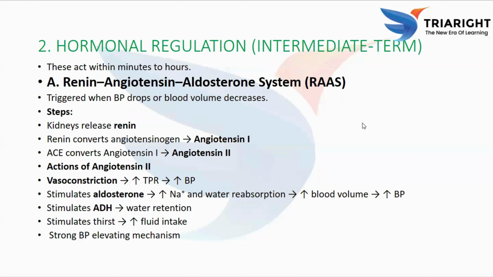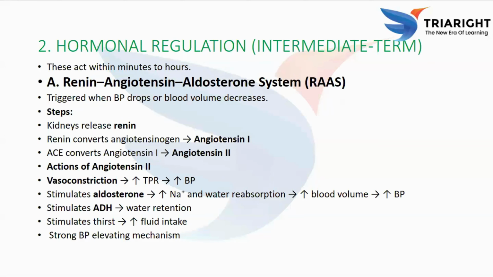And then coming to the hormonal regulation. So what do you mean by hormonal regulation and why is it an intermediate term? Now coming to the renin-angiotensin-aldosterone system, RAAS. Whenever our blood pressure drops or our blood volume decreases, like during dehydration or blood loss, it is activated. So what are the steps in the hormonal regulation?